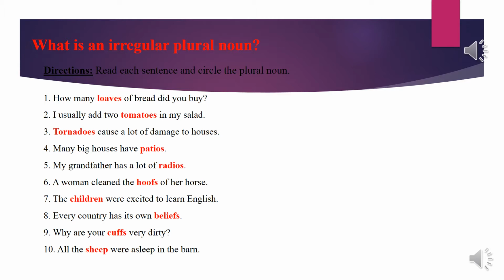Number 5. My grandfather has a lot of radios. Number 6. A woman cleaned the hoofs of her horse. Number 7. The children were excited to learn English. Number 8. Every country has its own beliefs. Number 9. Why are your cuffs very dirty? Number 10. All the sheep were asleep in the barn.